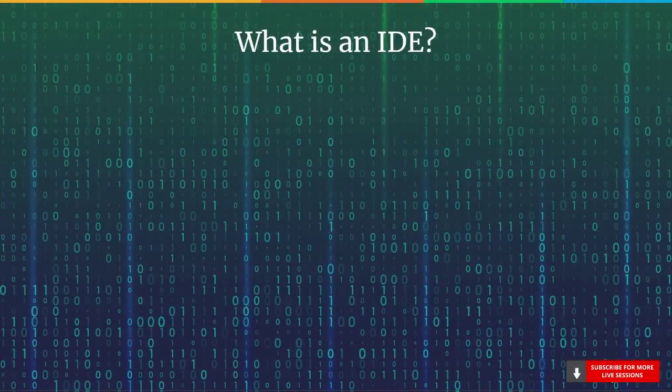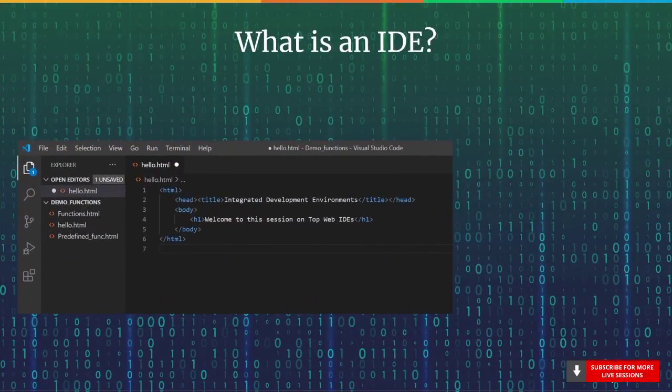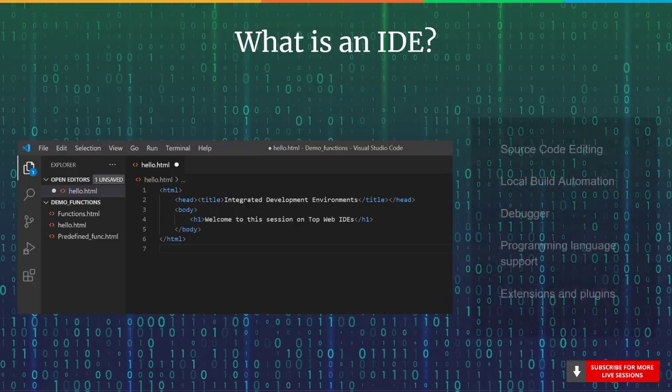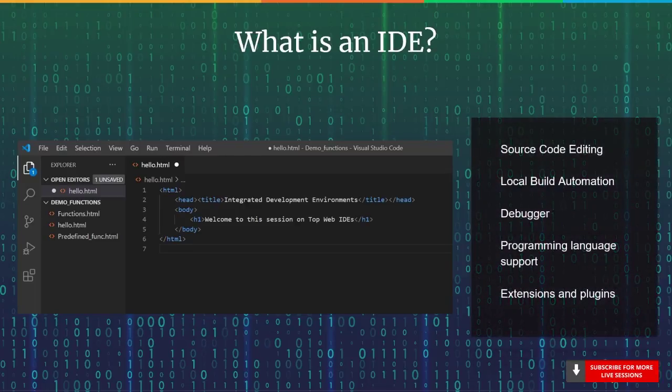So for example, here I put a screenshot of the VS Code IDE. So it also offers several features. So basically, the IDE typically has the following features. It has the source code editor. Now, this is a text editor that is designed to write and manipulate your source code. It also provides local build automation features. Now, IDEs help developers organize their workflow and build your entire application.